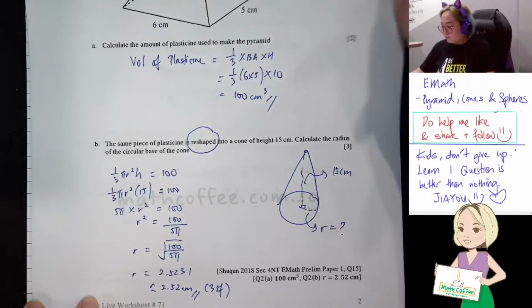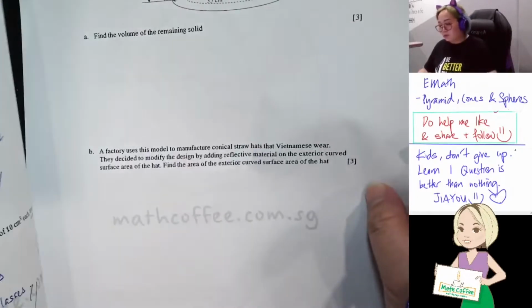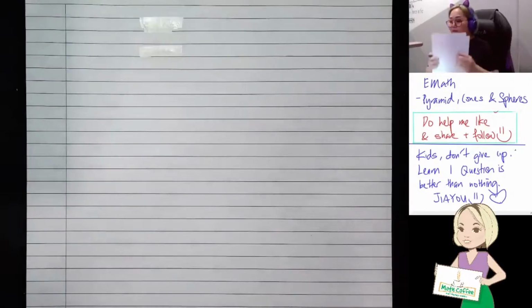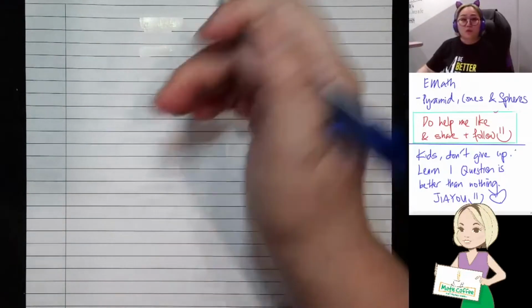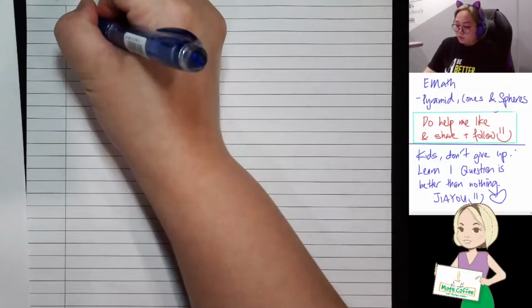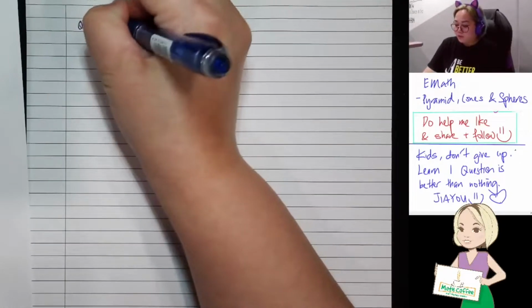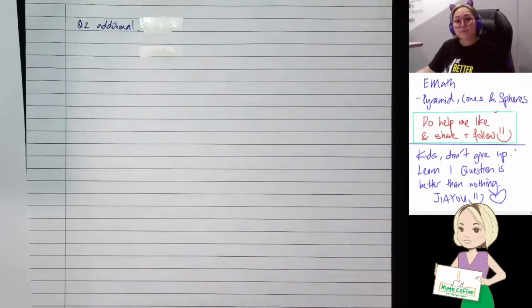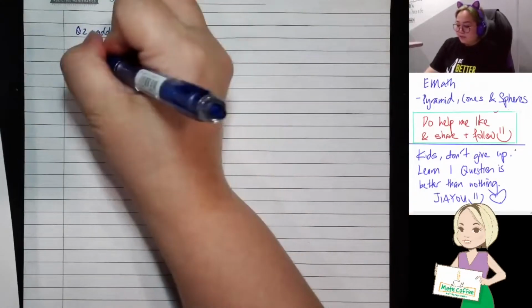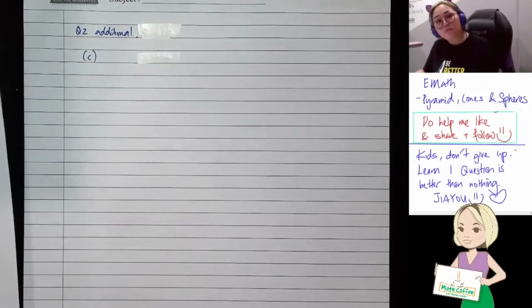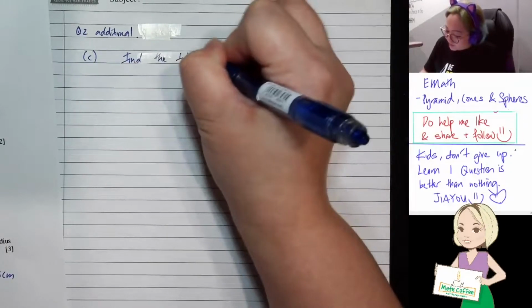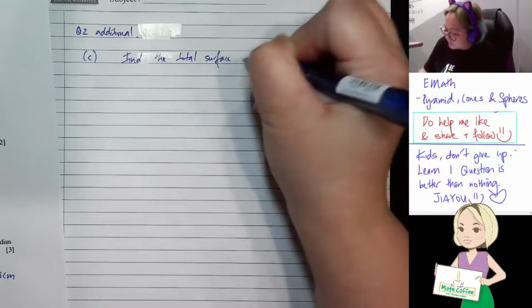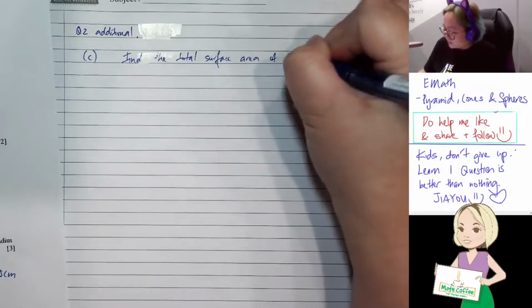Okay, I want to also talk about total surface area. Notice that there's no question that talk about the total surface area. So I'm going to add the question. So I'm going to write it behind. So I will put question 2 additional. Okay, so I'll label this as part C. So I will say find the total surface area of the pyramid.